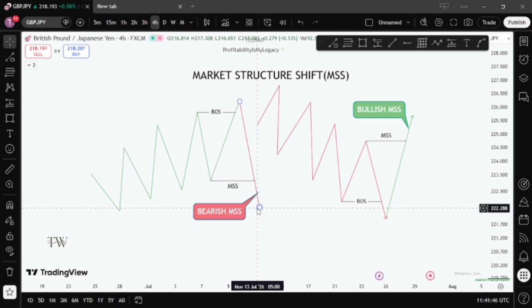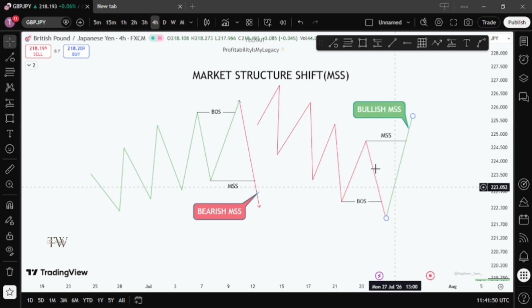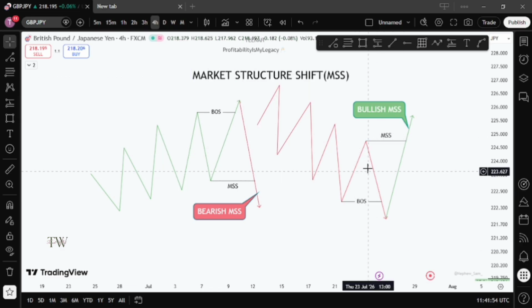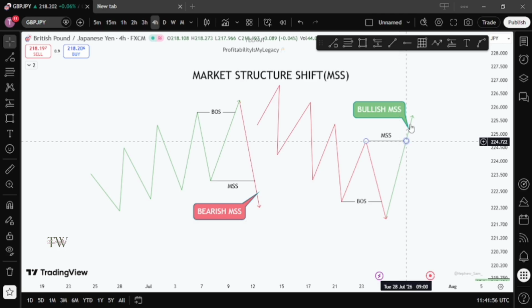And that is what you call a market structure shift. Okay. The same thing you can see for the bearish trend. Price kept breaking lower lows, lower lows, lower lows, and then suddenly it just disrupted the move and broke the high that it has been respecting all along. And that is what a market structure shift simply implies.